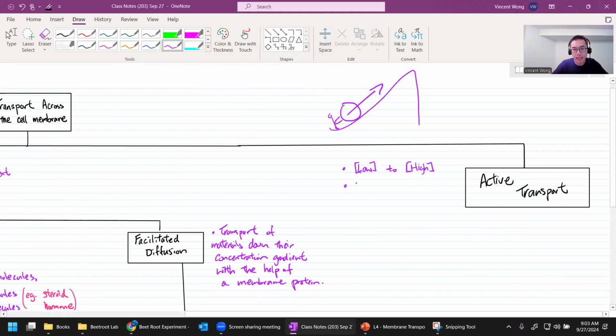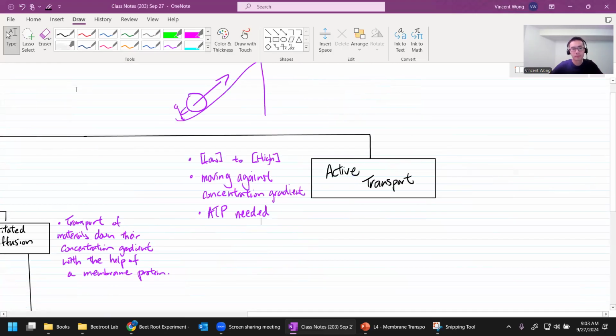And you are going against, okay, moving against concentration gradient. ATP needed.